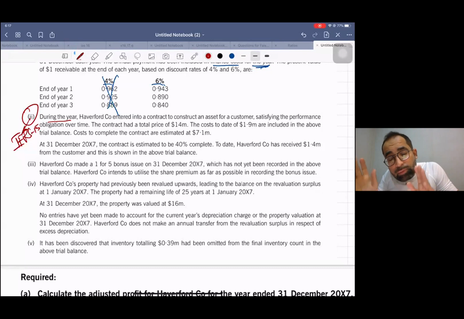See, we don't need to make two P&Ls, and we don't need to do cuttings and all. This is the easy part, comparatively, because the contract has started in this year. So one P&L is enough.